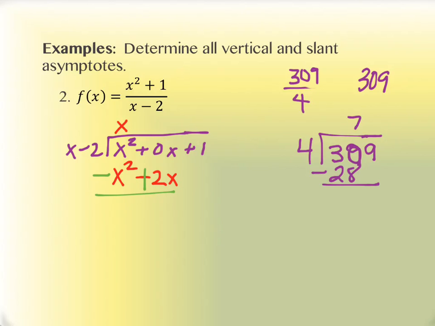And as I do that, sure enough, I've got x squared minus x squared, so there's no more x squareds. So I'm left with now 0x plus 2x, which is 2x. And I bring down the next term, which is the plus 1. And we do the same thing over here with this, right? 30 minus 28 is 2, and then I bring down the next value, which is the 9.